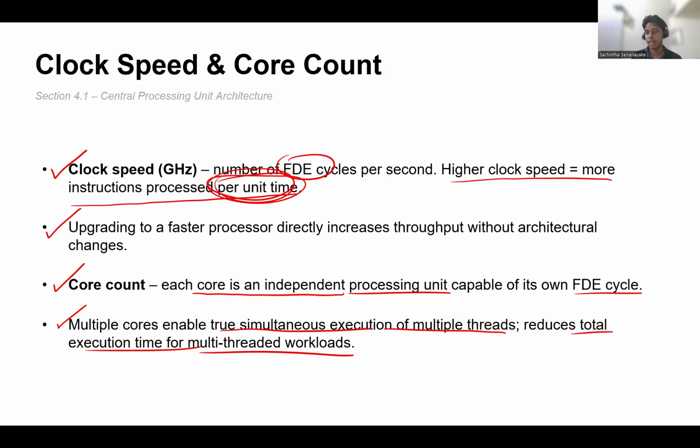So if you have applications that are able to execute on multiple threads, it's able to do multi-thread execution or parallel processing, just to keep it super simple. Then the higher core count will directly influence how fast it can execute.